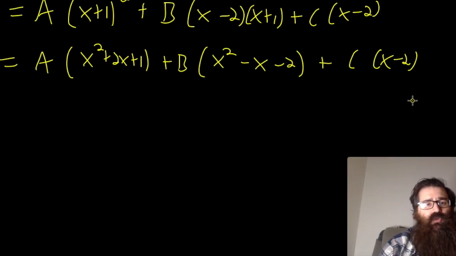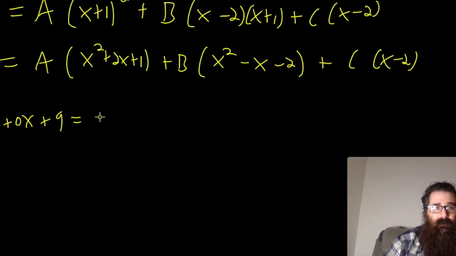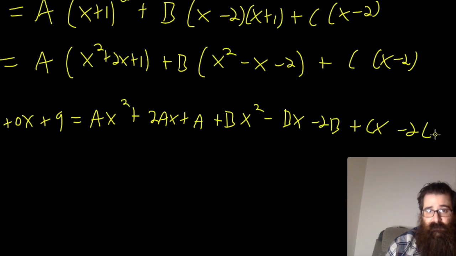And then I would want to expand out on the right-hand side. Maybe let me rewrite the left-hand side a bit funny. It's just 9. So I could say 0x squared, because it's not there, plus 0x, because it's not there, plus 9 equals, and now if I start distributing, ax squared plus 2ax plus a plus bx squared minus bx minus 2b plus cx minus 2c.